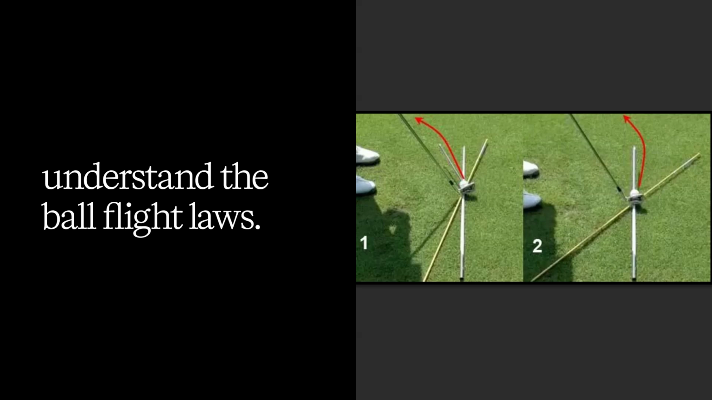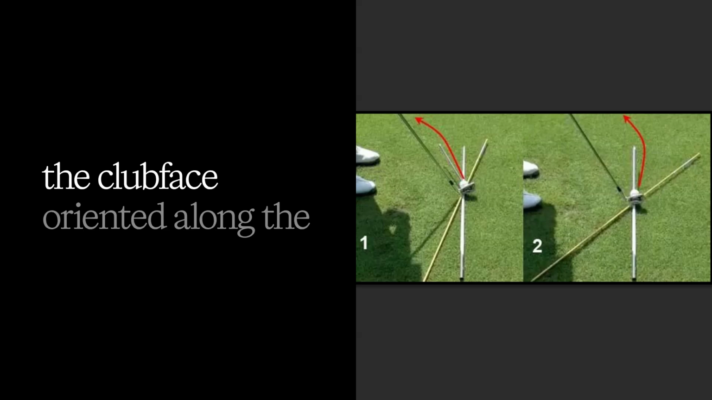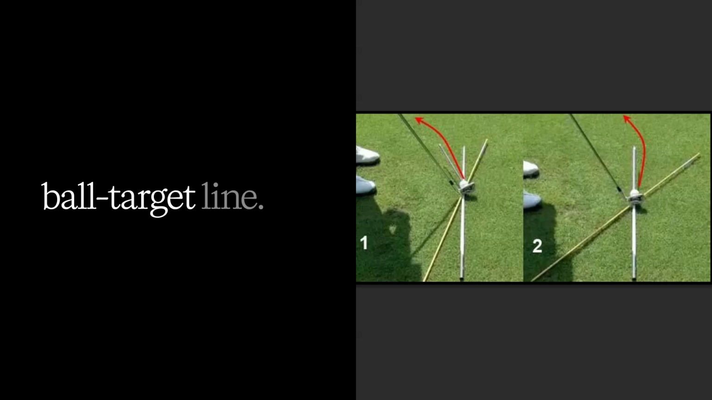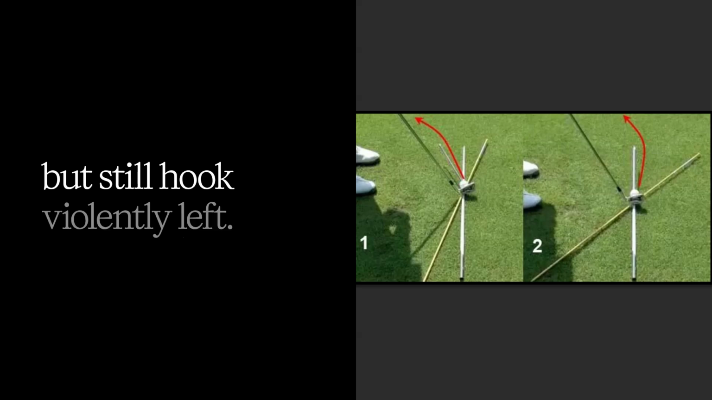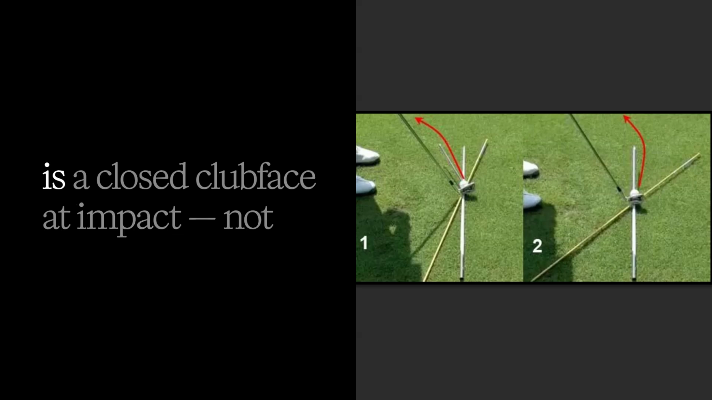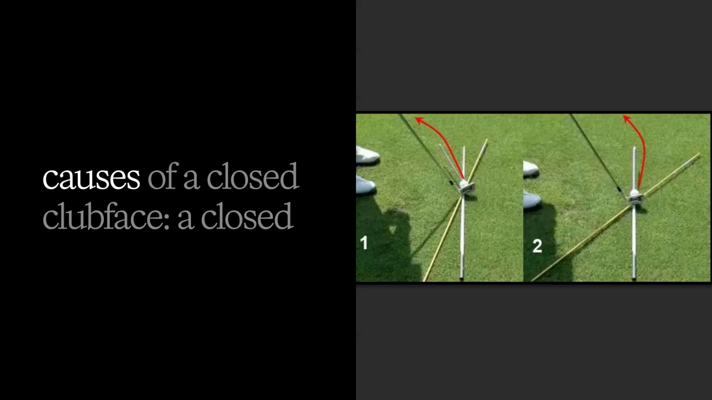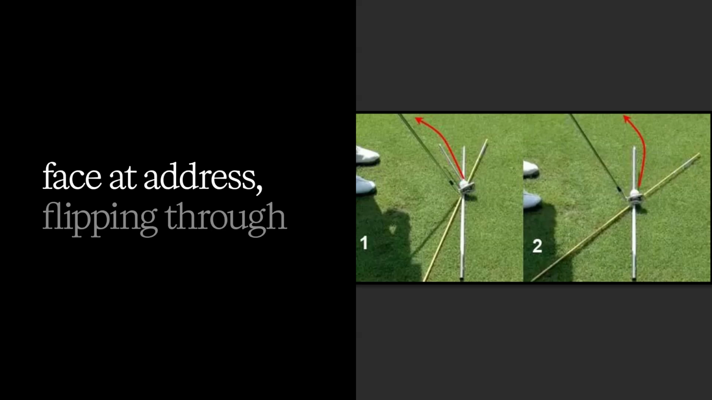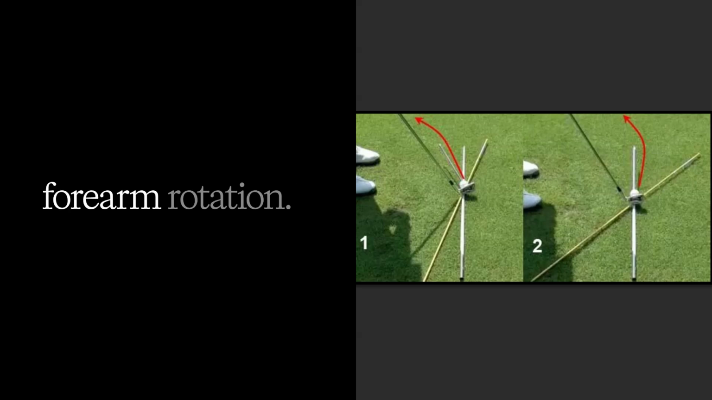Image 2 shows a clubhead path even more to the right with the club face oriented along the ball target line. The ball will start slightly right but still hook violently left. This golfer's primary problem is a closed club face at impact, not the swing path. They should address all possible causes of a closed club face: a closed face at address, flipping through impact, or a weak grip with excessive forearm rotation.